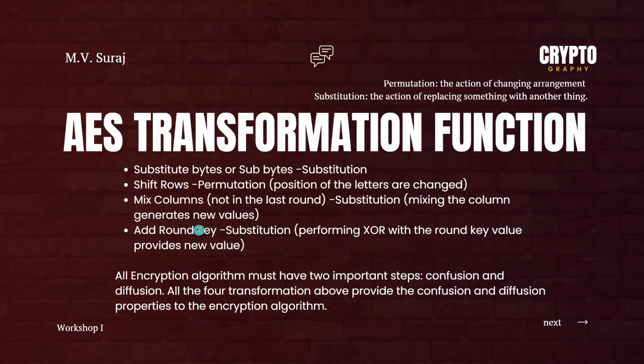But you just know that, even though you don't assume this is substitution, we still have substitution, permutation, and substitution here. And all of these things are included in the property of confusion and diffusion. So all of these four things go through confusion and make the data confuse and diffuse. So that's how this AES algorithm is being kept safe.